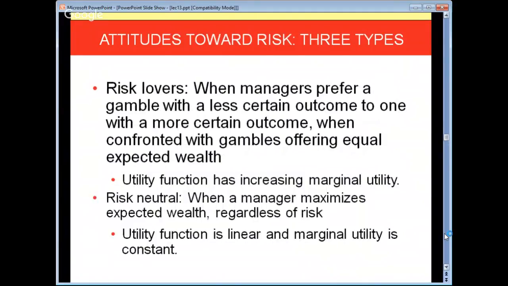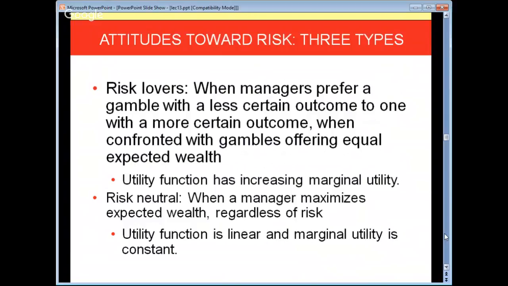Okay. The next thing I want to talk about are risk lovers. A manager prefers a gamble with a less certain outcome to one with a more certain outcome when confronted with gambles offering equal expected wealth. In other words, somebody who's risk loving, just the thought of that $4 million, even though the probability is only 50%, is enough for them to take the gamble because they like the risk. They like the chance of getting that high outcome.